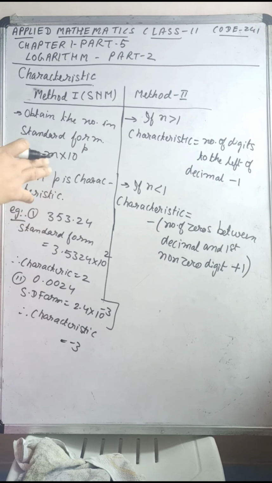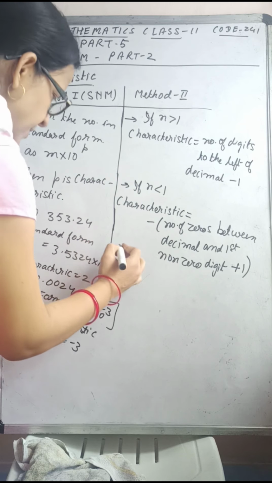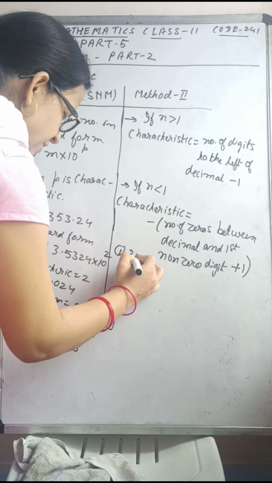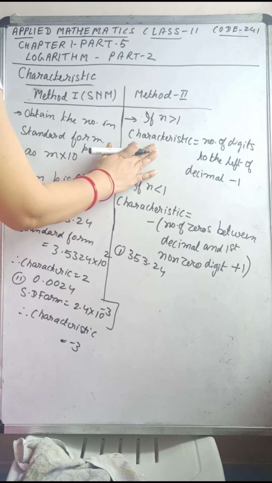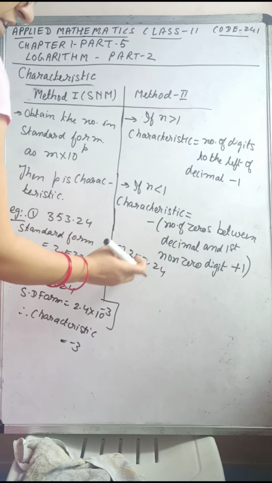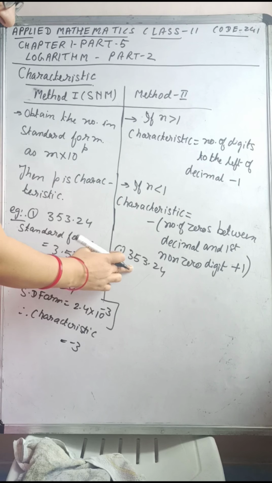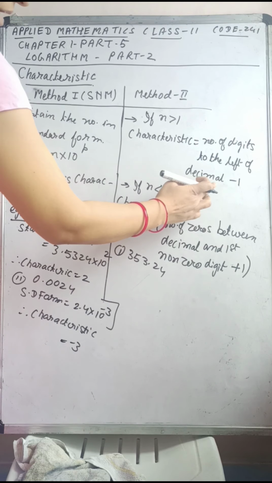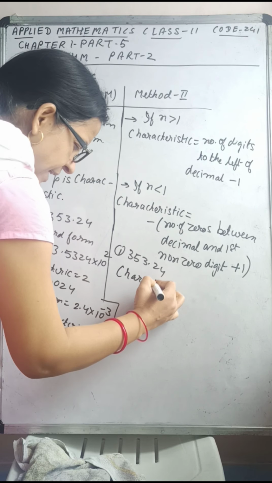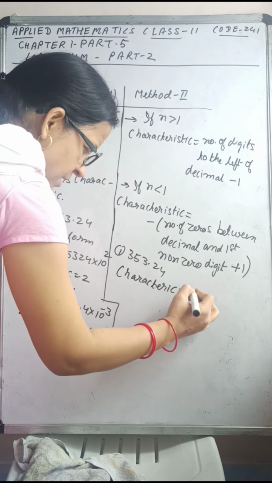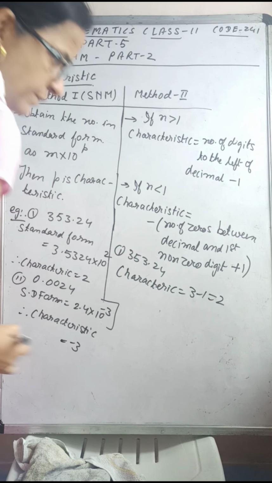Now in method 2, the same example I am taking and explaining. The number 353.24. Here the number is greater than 1, so characteristic equals the number of digits to the left of the decimal minus 1. Number of digits to the left of the decimal is 3, and 3 minus 1 is the characteristic. So directly I will write characteristic equals 3 minus 1 equals 2.